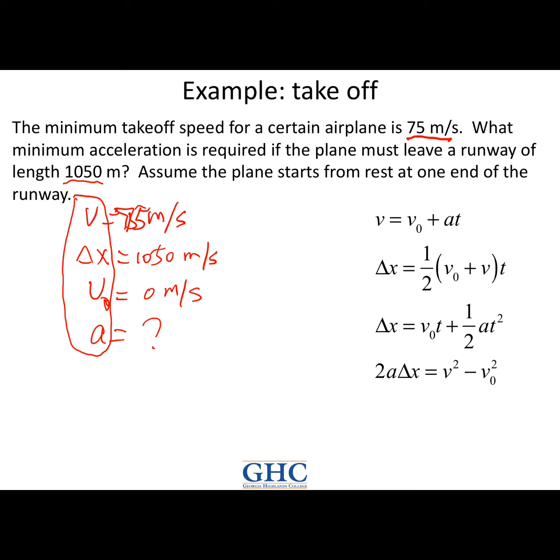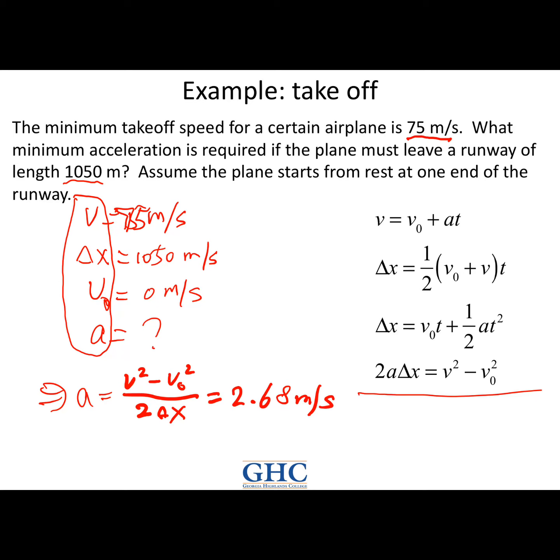Now which equation contains initial velocity, final velocity, displacement, and a? It is also this one. So we can simply solve for a, which is the final velocity squared minus the initial velocity squared, over 2 times the displacement. If you solve it, it gives you 2.68 meters per second squared.